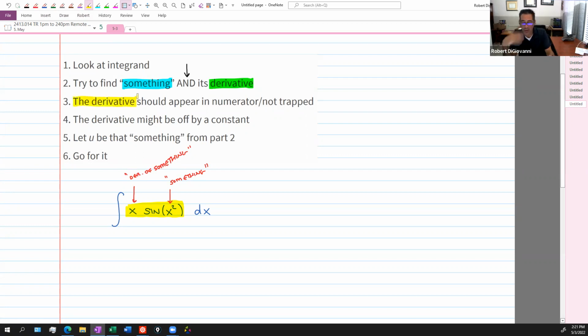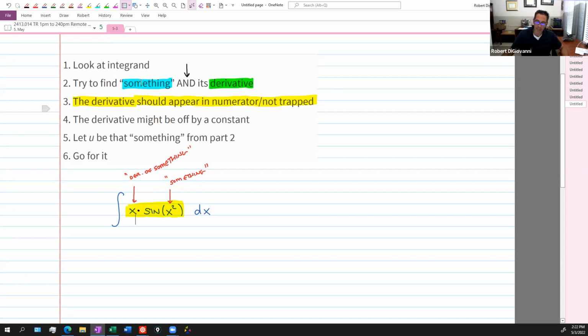The derivative that you're looking at, the x that we're seeing there, should appear in the numerator, not be trapped. Okay, so is this x in the numerator? Well, I don't really even have a fraction, do I? So it is in the numerator. It's not trapped, meaning that it's not stuck under a square root or inside of a parentheses. It's all out here by itself, right?